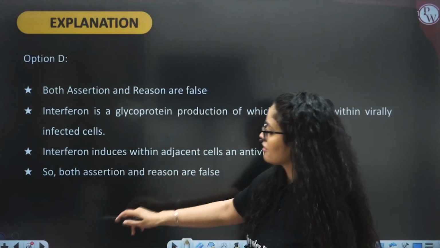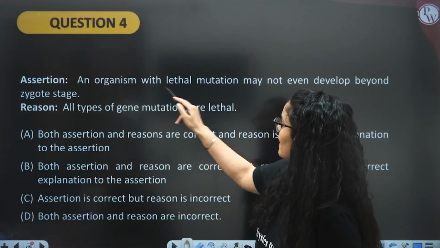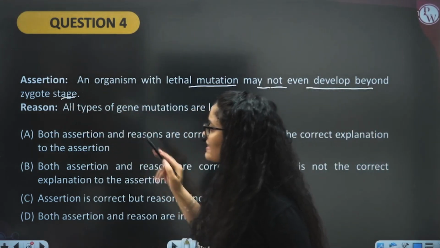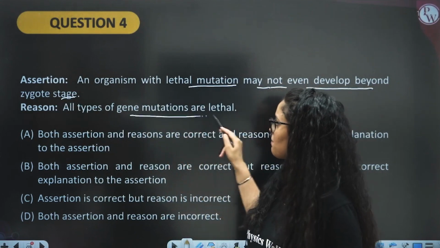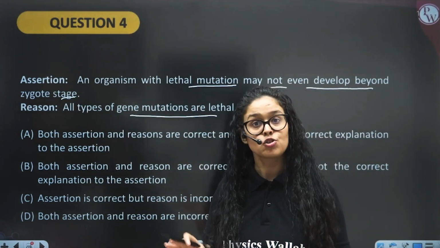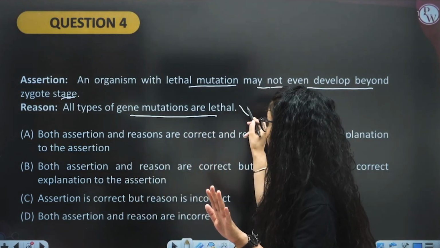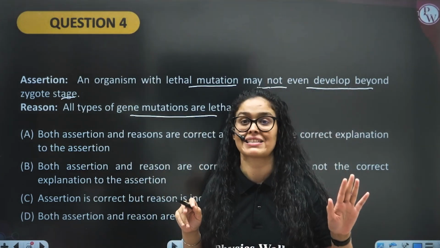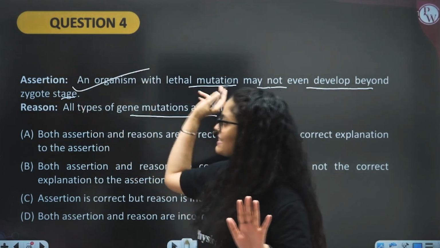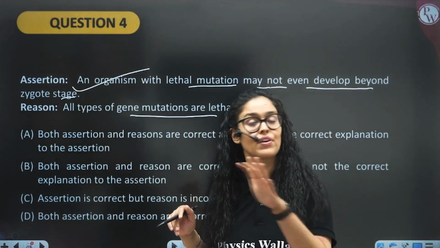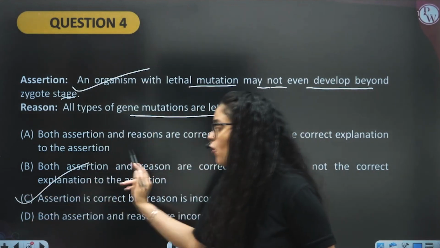Next question to you is this: an organism with lethal mutation may not even develop beyond zygote stage. Reason: all types of gene mutation are lethal. So all types of gene mutation are not lethal. Some of the gene mutations are lethal. So this is an absolutely wrong statement, but this is the correct statement. So if one statement is true and the other is wrong, you will choose the C option.